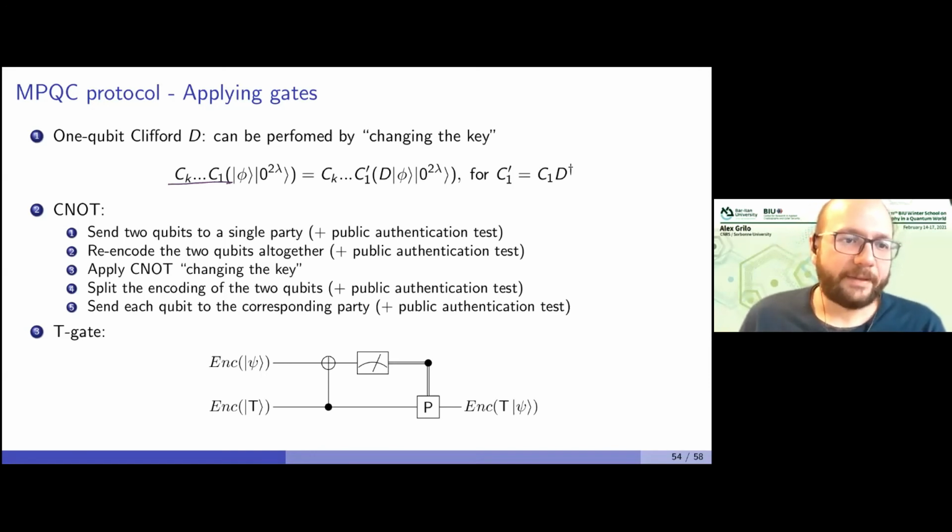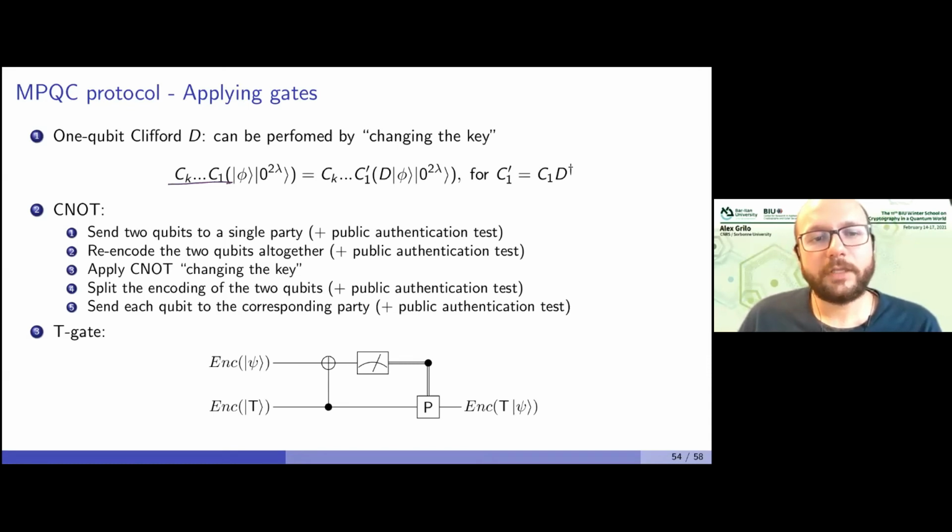Finally, in order to apply a T-gate: as we saw in Henry's talk, Clifford operations are not universal for quantum or classical computation. So in order to do universal computation, you need to go outside Clifford. In particular, we have these T-gates.